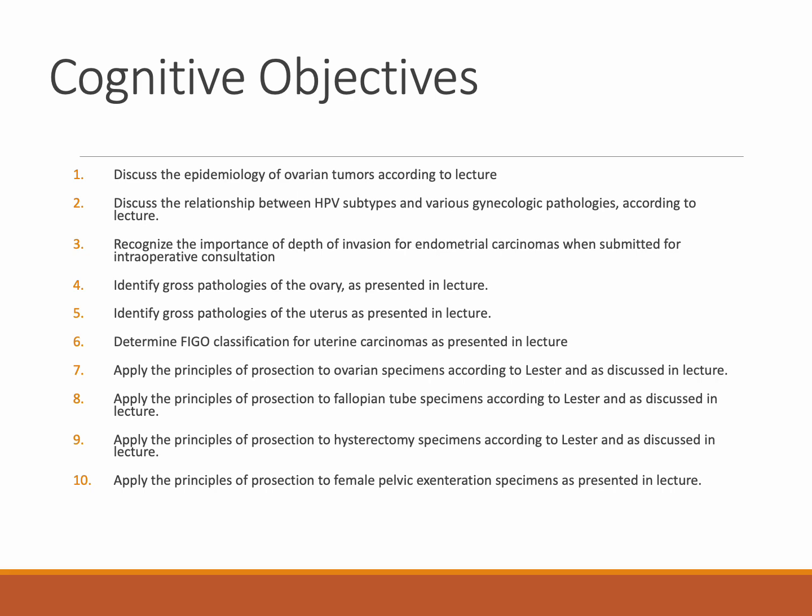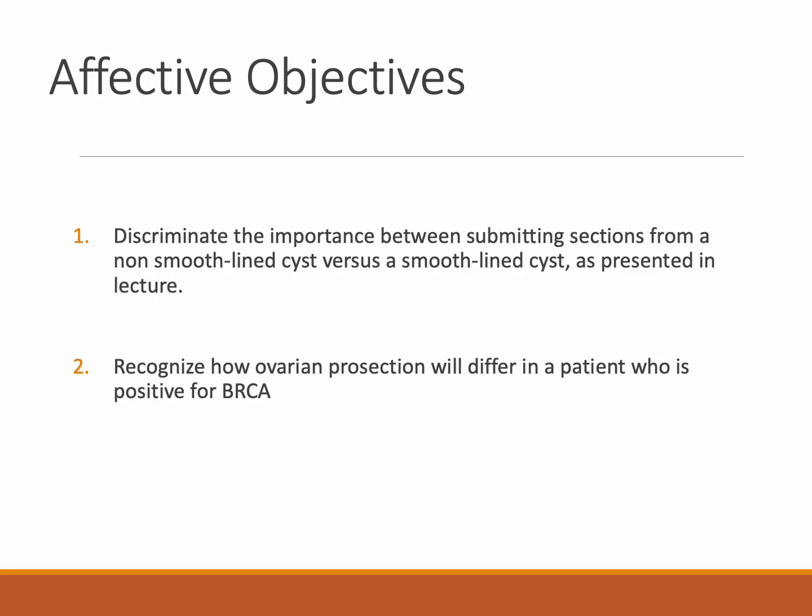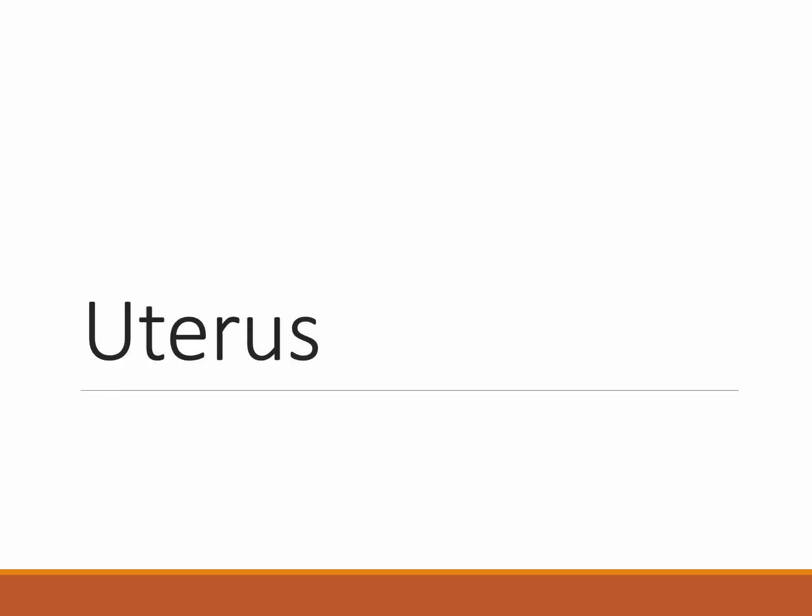There are 12 objectives for this lecture, 10 cognitive and 2 affective, and as always, feel free to reach out if you have any questions on objectives. So let's pick up where we left off and start with the uterus. Now would be a great time to go back and review the anatomy and embryology from the first female reproductive lecture. Feel free to go ahead and do that now.